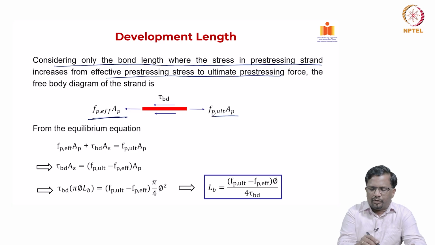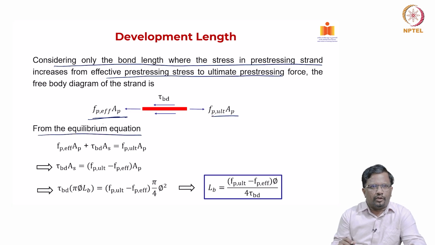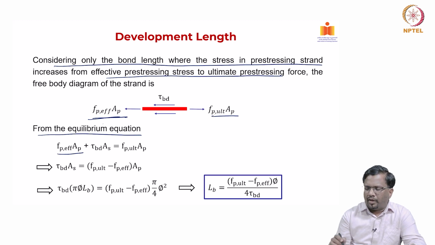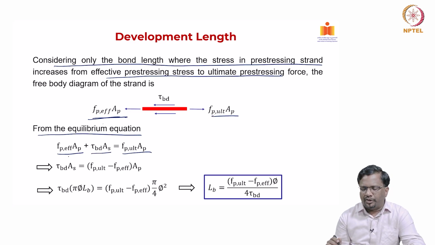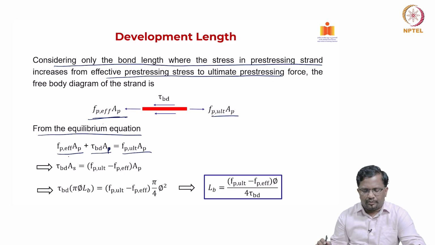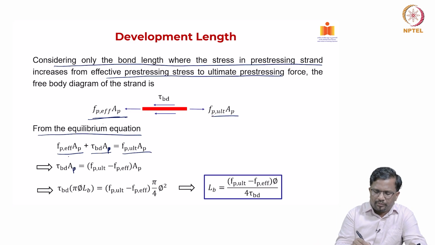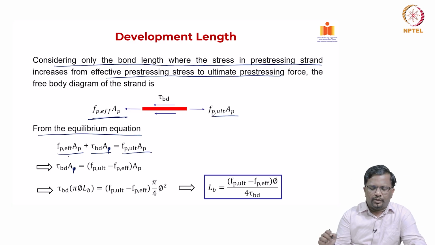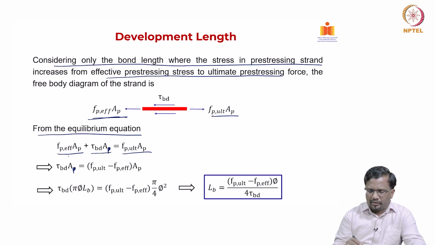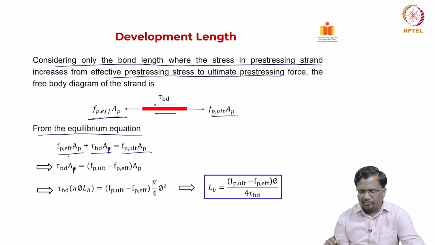If you put the horizontal force equilibrium, FP effective times AP is the force in the steel on the left side, and on the right side I have FP ultimate times AP. The lesser force has to be added with tau BD times the surface area. In this way I can find an expression for the bond stress: FP ultimate minus FP effective, times AP.